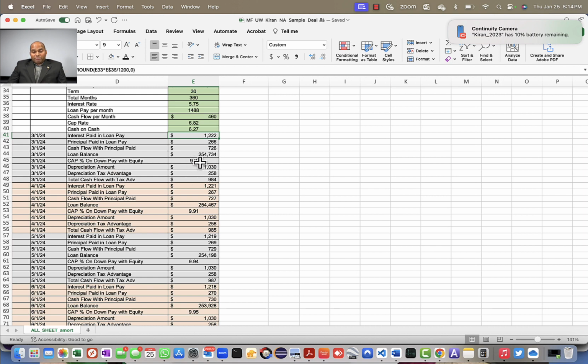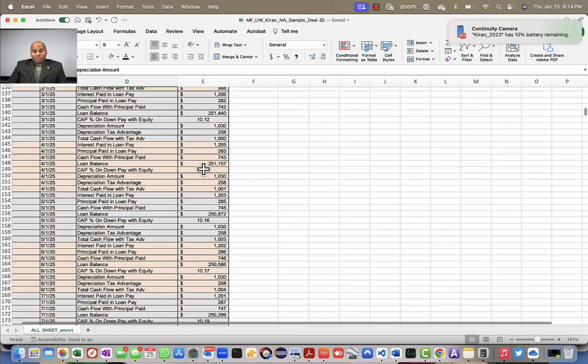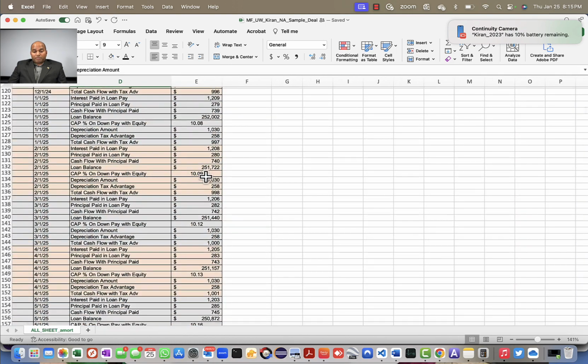So 9.9 first month, 9.91 next month, 9.94 next, 9.95 next, 9.97 next. So it keeps on going up because you keep on building more and more equity as you progress, right? The equity portion of your mortgage payment keeps on going up. And I think depreciation, if you include the tax advantage also, the rate could be higher, but I'm not including it. But you could really push this number into double digits. Even without the tax advantage, I think you are going into double digits in the first year itself.